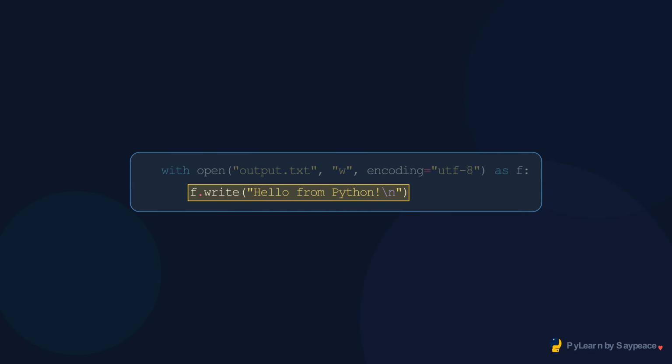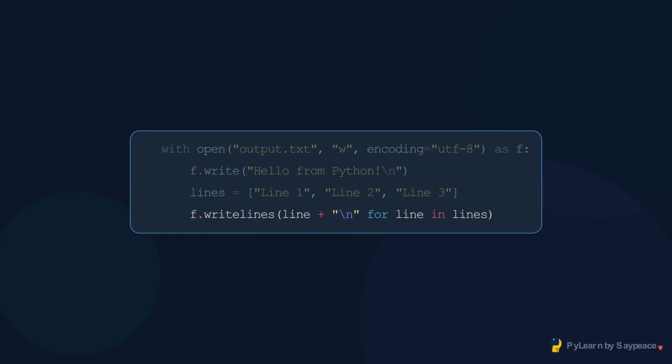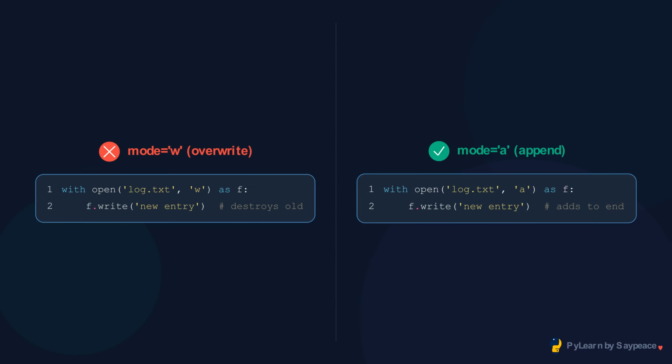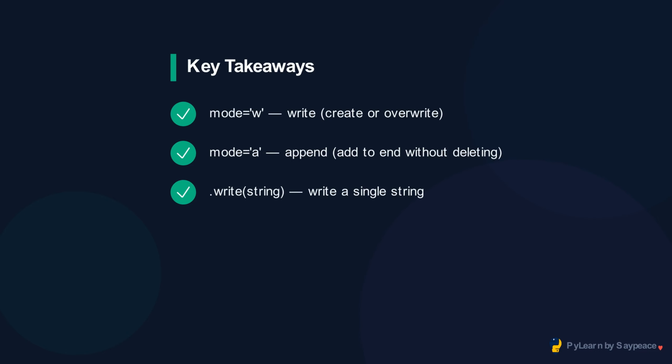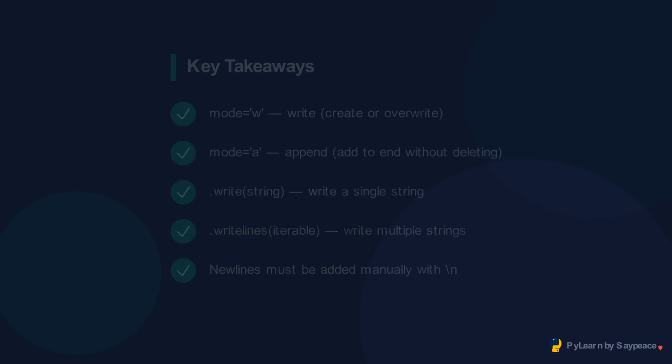Write takes a string. Note the \n, write does not add a new line automatically. Writelines takes an iterable of strings and writes them all. Again, new lines must be added manually. W destroys and recreates. A adds to the end. For log files, always use append mode. File writing lets your programs save results, generate reports, and communicate with other systems.